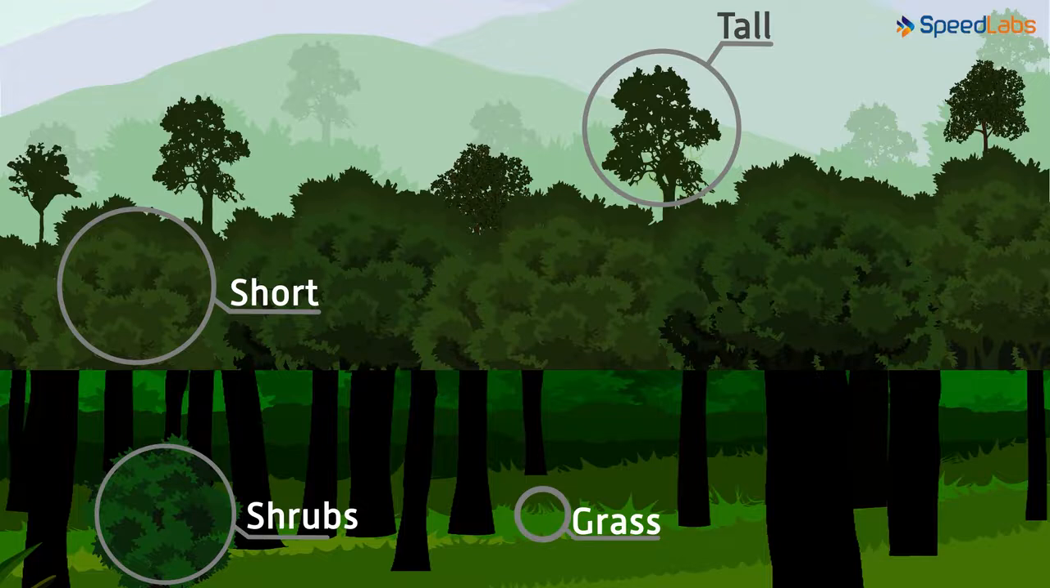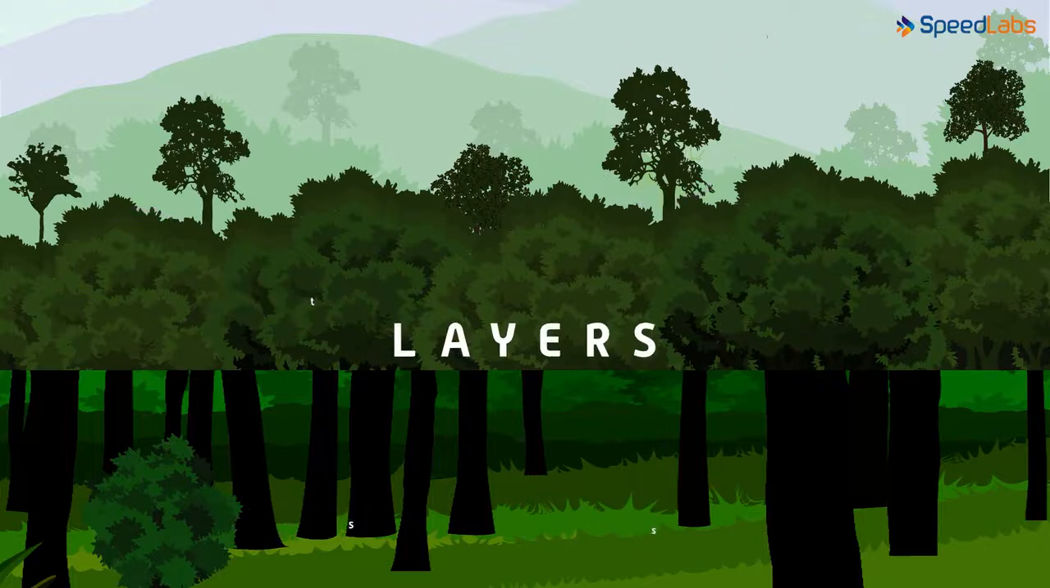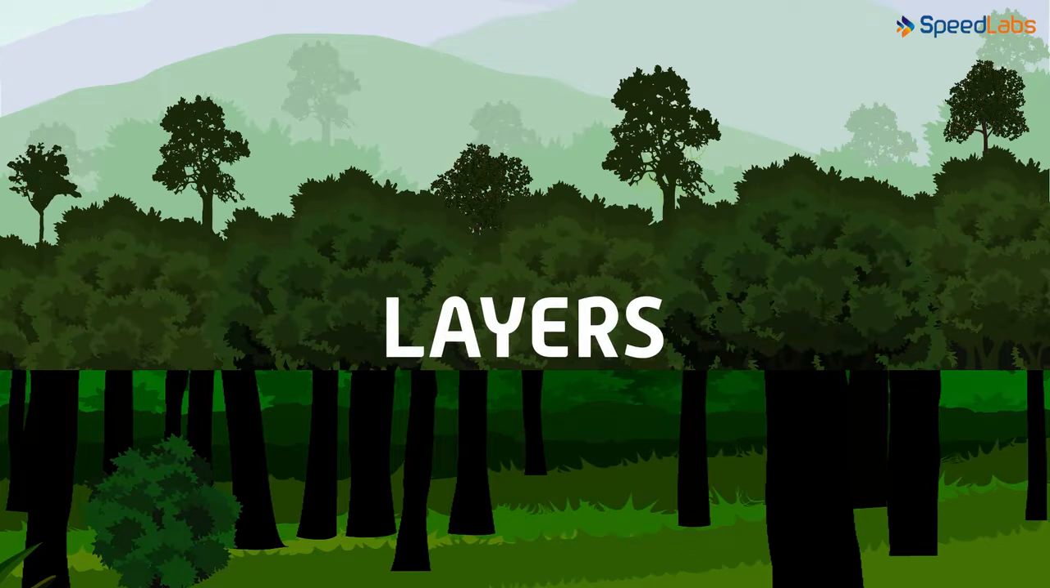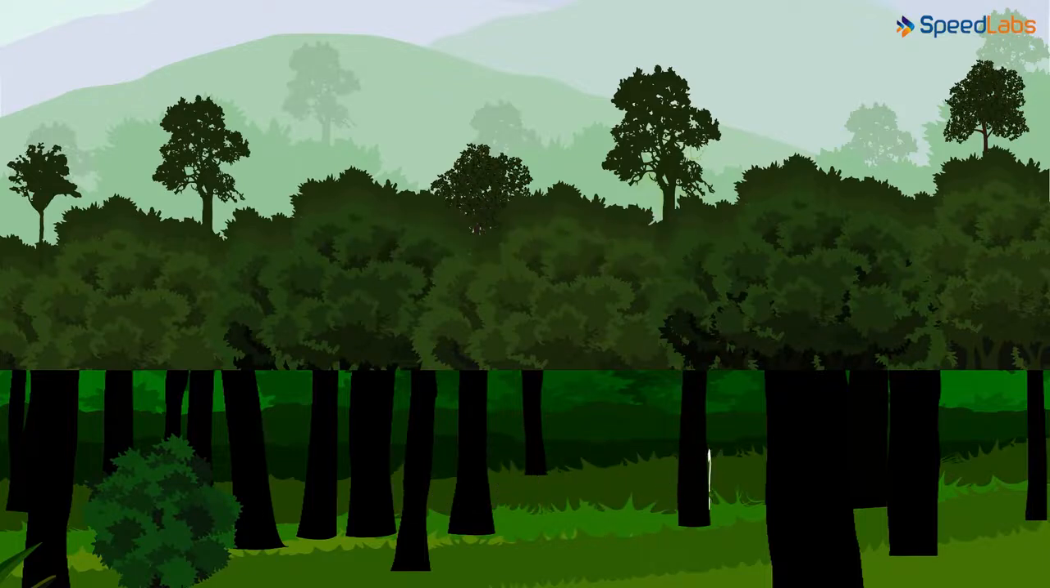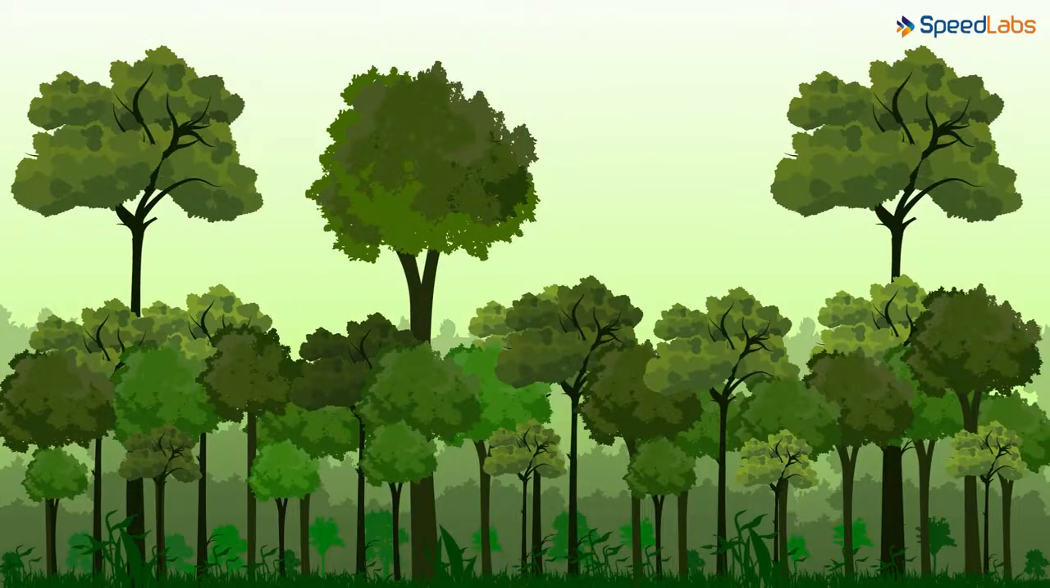So in order to study them, we divide the forest region into various zones. These zones are also called layers. So how do we name them? Do we name them as Layer 1, Layer 2 and so on? No, we don't. Each layer has got a specific name. Let's understand the layers as we move from the top to the bottom.